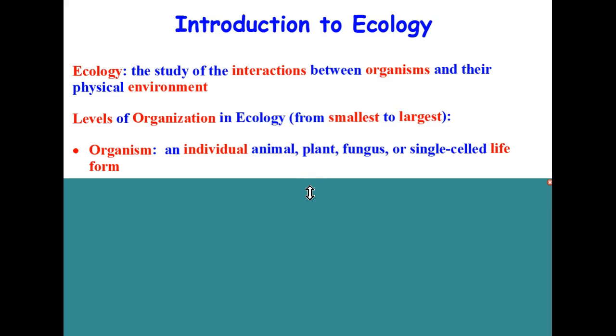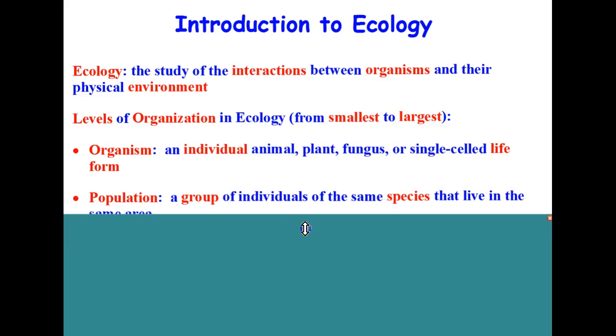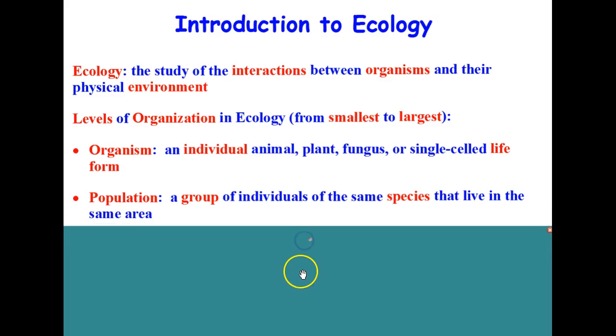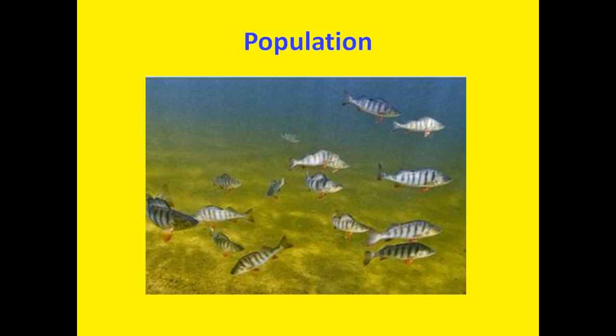Our second smallest level of organization in ecology is a population. A population is a group of individuals of the same species that live in the same area. If Ruthie's perch is our example of organism, then a school of perch would be our example of a population. The perch are all individuals of the same species that are living off the end of our dock at the cottage.